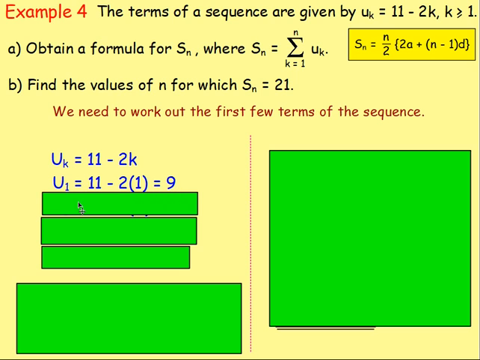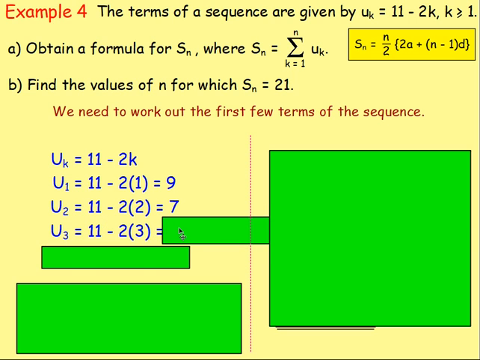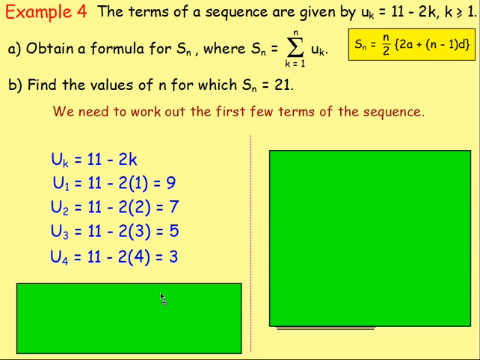If we want to work out the second term, that would be u2, and u2 would be equal to 11 take away 2 times 2, which equals 7. If we wanted to work out u3, it would be 11 take away 2 times 3, which is equal to 5, and so on. We could work out the fourth one, and so on. Really, because you can see here that you're going down by 2 every single time, it is an arithmetic sequence, which is what we are expecting.